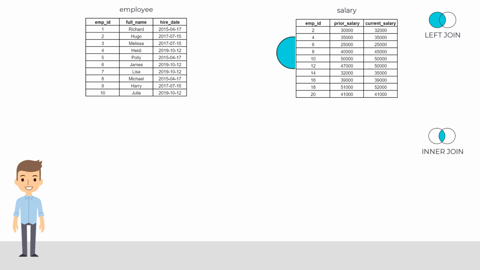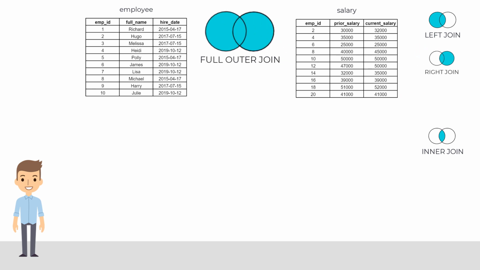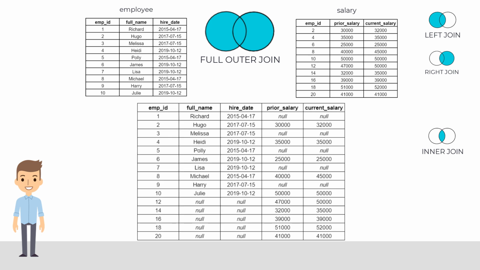And finally we have the full outer join. Now this result brings back all data from both tables. And where there is a matching value within the joining field, information from both tables will appear on a single row. Where there is not a match, information from the left table will appear alongside null values from the right table, and information from the right table will appear alongside nulls from the left table.